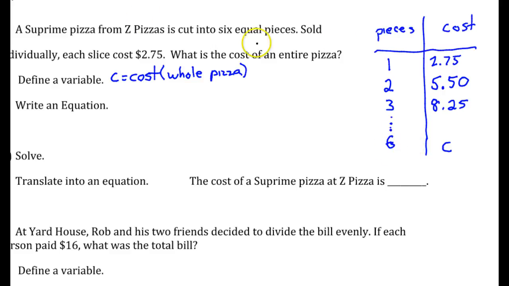So what's the formula we can come up with? How do we get from 1 to 2.75? How can we get from 2 to 5.50? How can we get from 3 to 8.25? And then we can just do the same thing to 6 without doing everything in between. We multiply times 2.75. Because 2 times 2.75, wouldn't that be 5.50? So we can just multiply each of these by the 2.75, and that will get us how much it costs. So here we go.